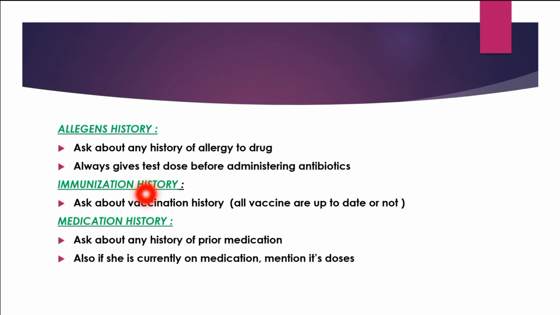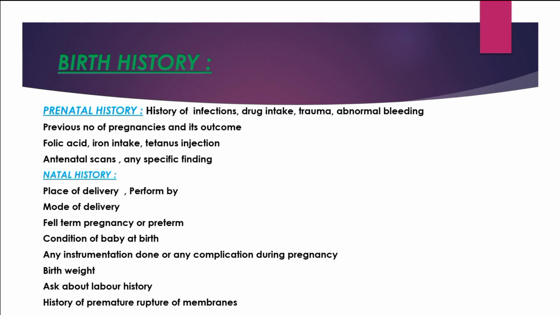Next is the immunization history. Always ask about the vaccination history of the child and check whether all the vaccines are up to date or not. And in medication history, ask about any prior medication he or she had taken, and also ask if he or she is currently on medication, and note the dosage of these medications also.